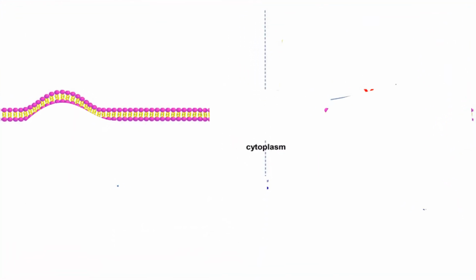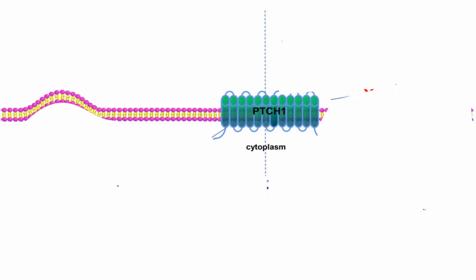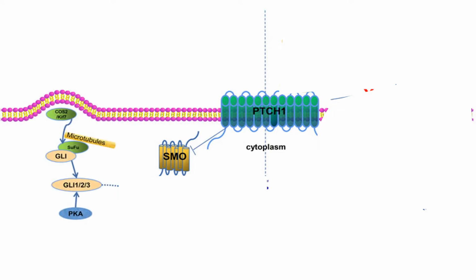This is a transmembrane protein and inhibitor receptor known as PTCH. Under normal conditions, PTCH inhibits the activity of the Smoothened protein, inhibiting the downstream pathway. Smoothened is a signaling receptor and a G protein coupled receptor. When the Sonic the Hedgehog protein isn't present, SUFU binds to GLI proteins and inhibits their translocation to the nucleus.